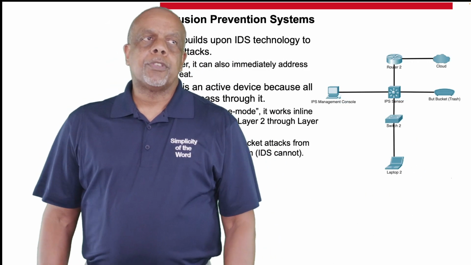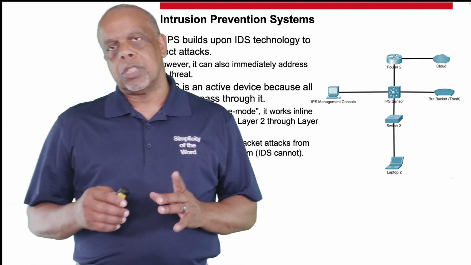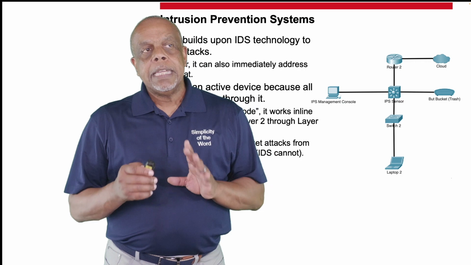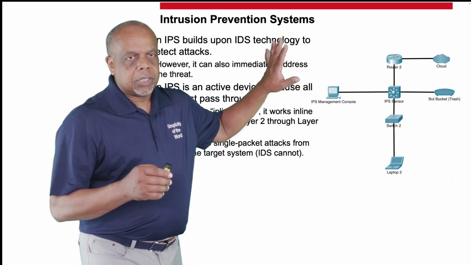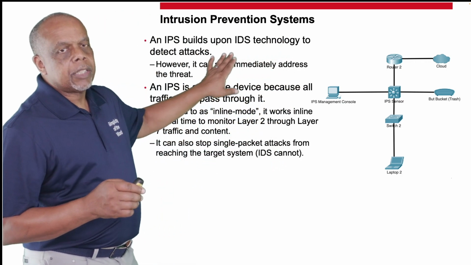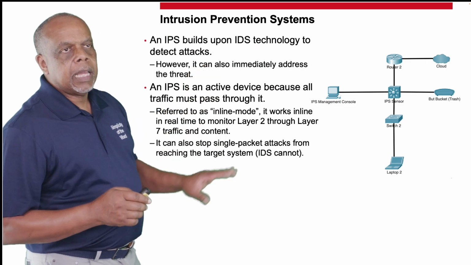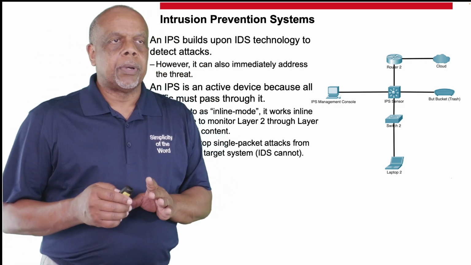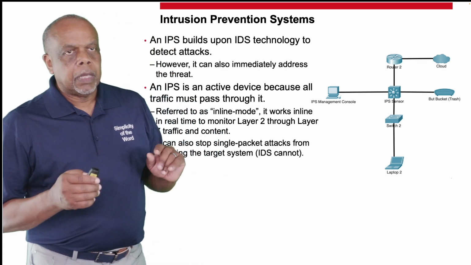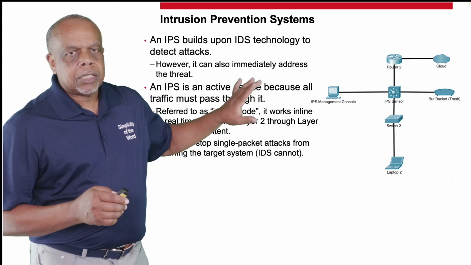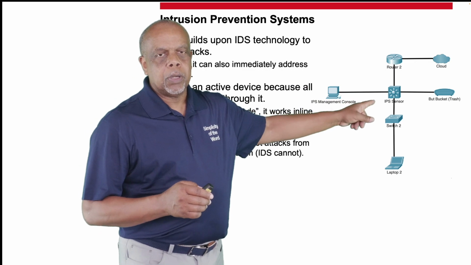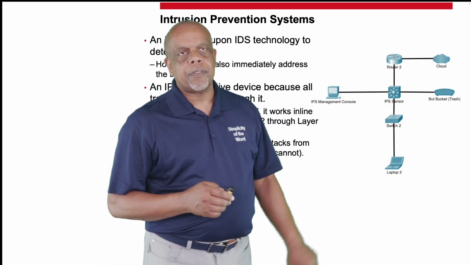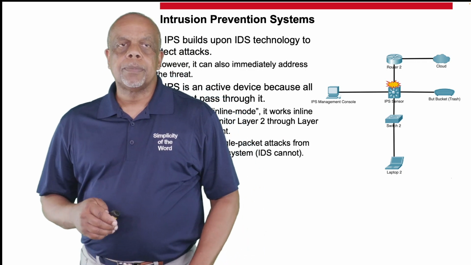Now, in an intrusion prevention system, things work a little bit differently. An IPS still has the same technology as an IDS to be able to detect an attack. However, it's also capable of addressing that threat. So it's more in line. Instead of being in promiscuous mode, now we have our IPS sensor in line with the traffic. So same scenario, same scenario.